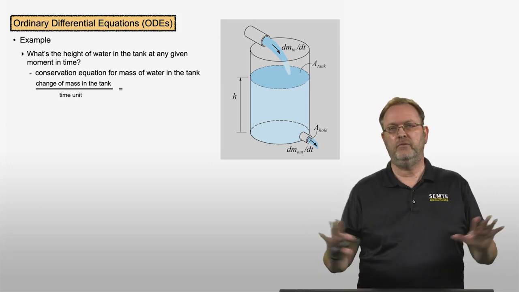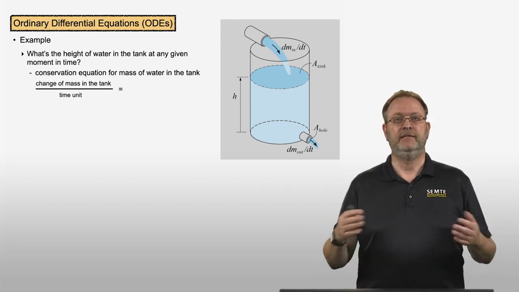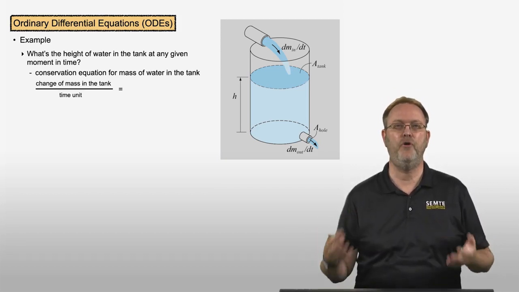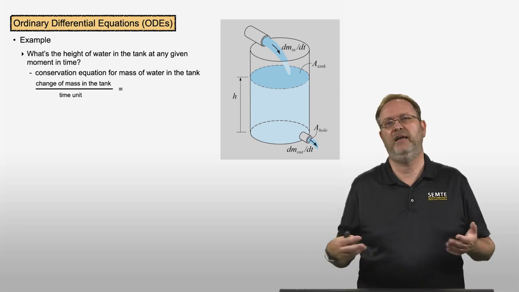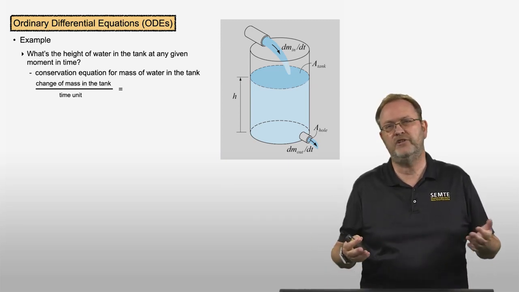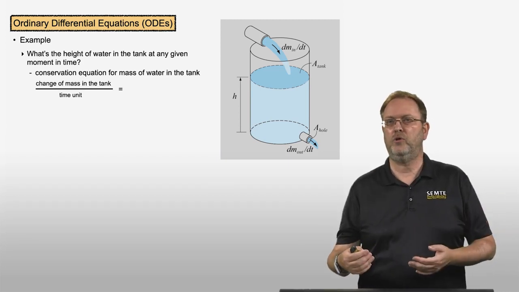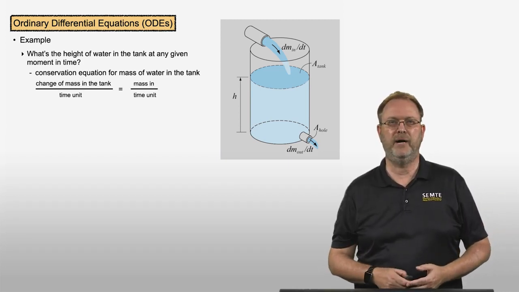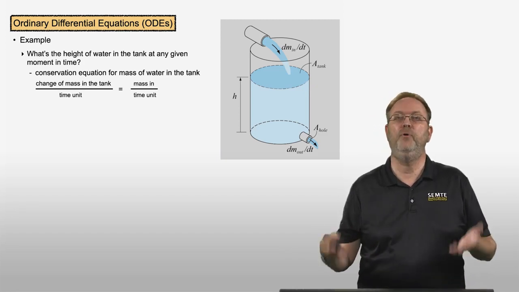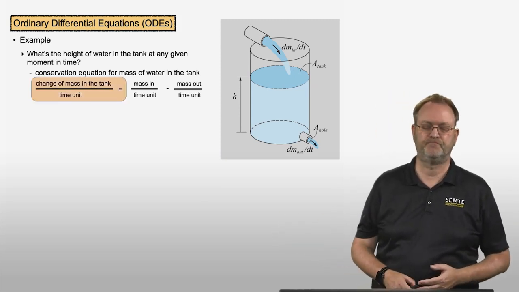So let me write the general conservation equation for the mass of water in the tank. The change of mass of water in the tank per time unit. How can this water change? Well, it can only change through water being brought into the top pipe or water leaving through the bottom pipe. So the change is the mass in per time unit minus the mass out per time unit.